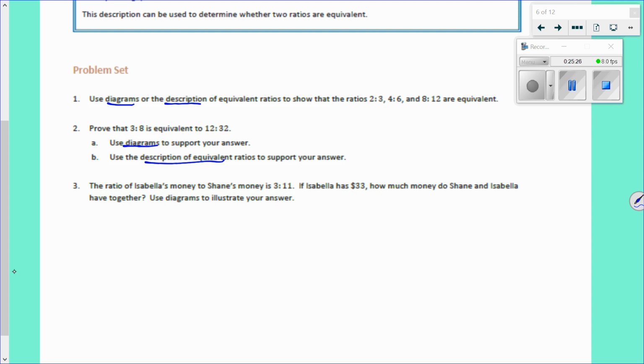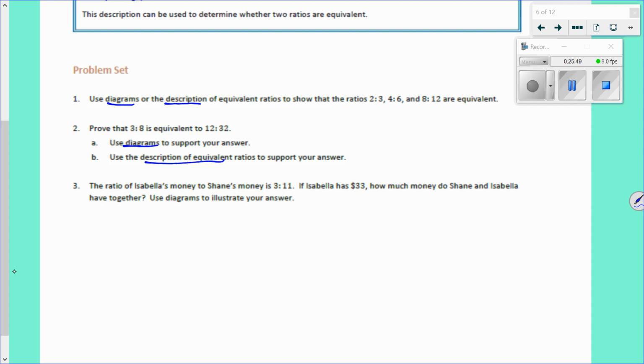It actually is a very useful tool that we'll be using for the next 2 modules, at least, to show that 2 to 3, 4 to 6, and 8 to 12 are equivalent. If you want, because it gives you the option, you can just show that 4 to 6 and 8 to 12 both simplify to 2 to 3, or you can just do a quick tape diagram and use your ratio constant to show that they're equivalent.